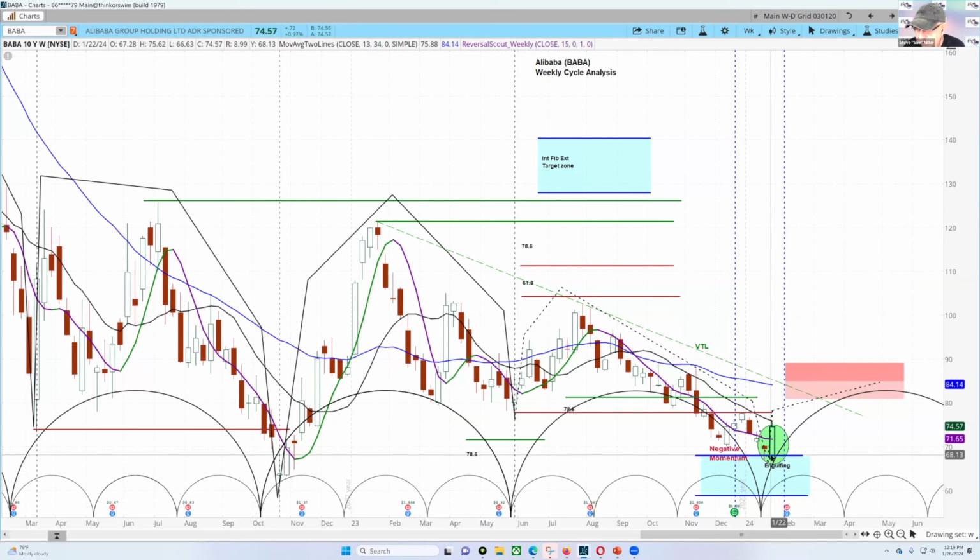I mean, 50% from 67 takes you all the way up into the 90s. And you see the resistance there at 90, approximately 89. So this is likely the beginning of a move.